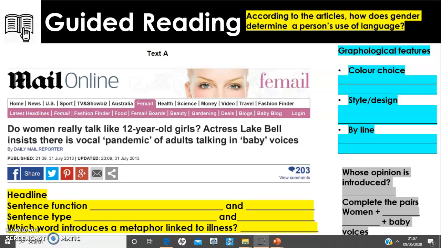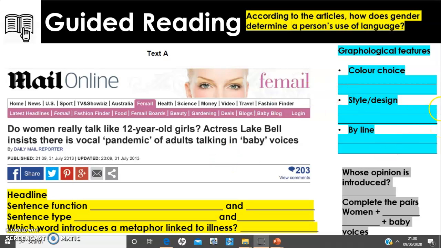Okay, so that's you zooming in on the headline in a minute. Then over here in the grey, whose opinion is introduced in this headline? And can you complete the pairs? Women plus... so there's another word in that headline that would form a pair with the idea of woman. And then baby voices.